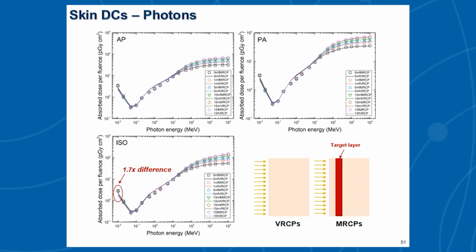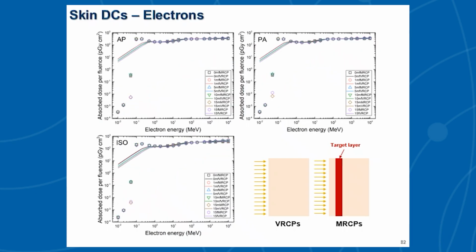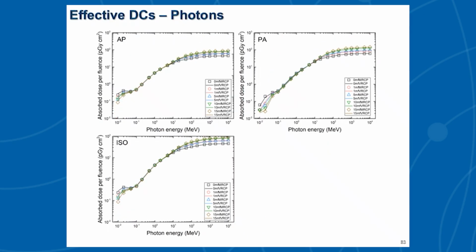For electrons, the use of the skin target layer resulted in much greater differences, reaching up to 22,000 times at low energies. Next are the effective dose coefficients for photons. While some differences were observed in the organ dose at low energies, the effective dose agreed within 10% across most of the energy ranges.